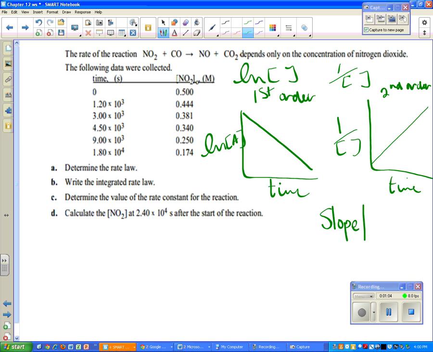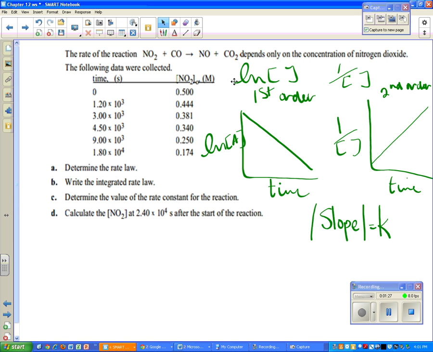It's just easier to say that the absolute value of the slope is going to give me my rate constant. So whichever one's the straightest line, I'm going to take its slope and take the absolute value. If it's negative, it becomes positive, and that will give me my rate constant. So that's what I'm looking for. To determine the rate law, I need to look at the graphs. Then I can integrate it, once I know which one to write down.